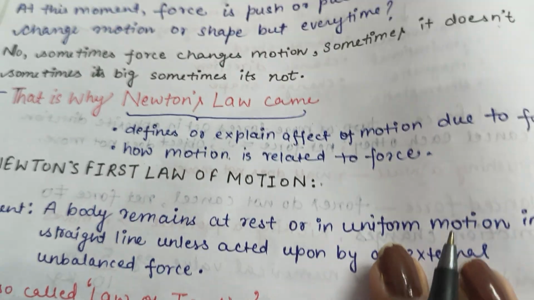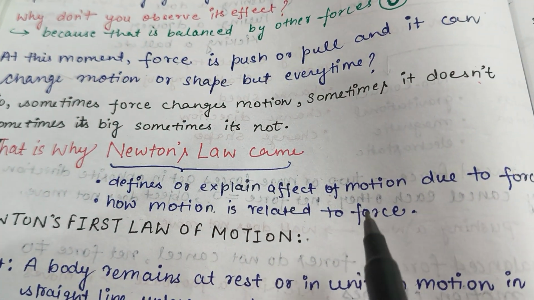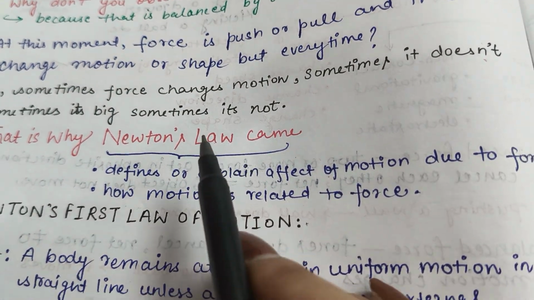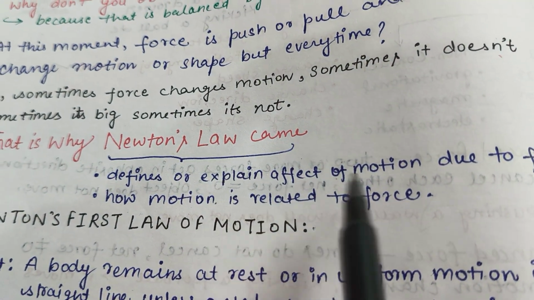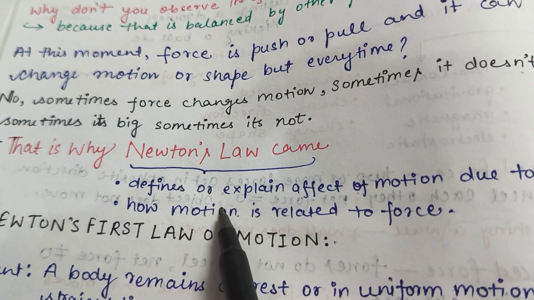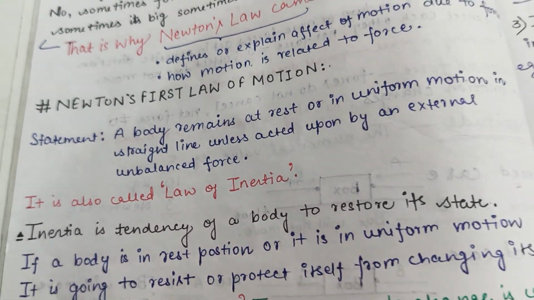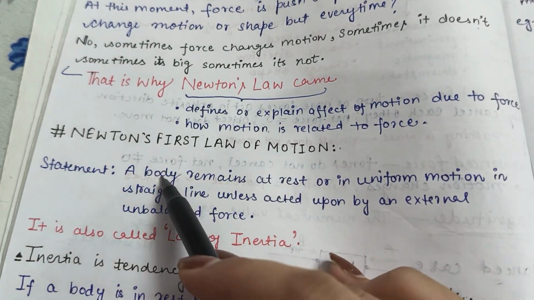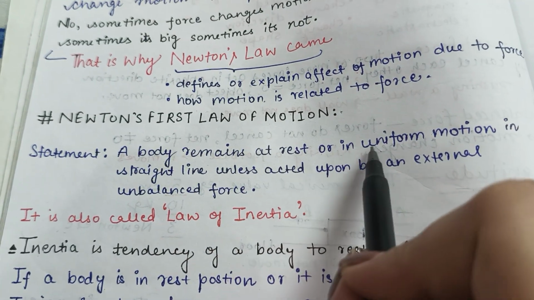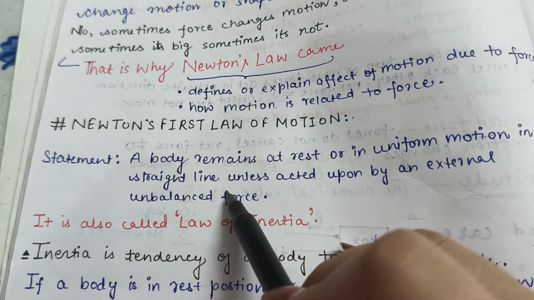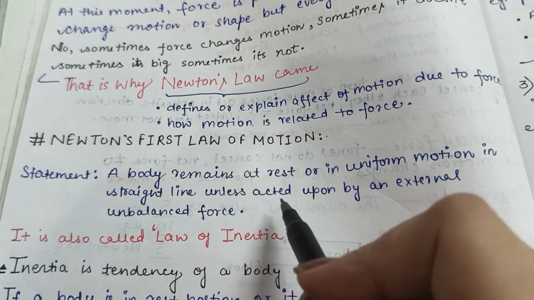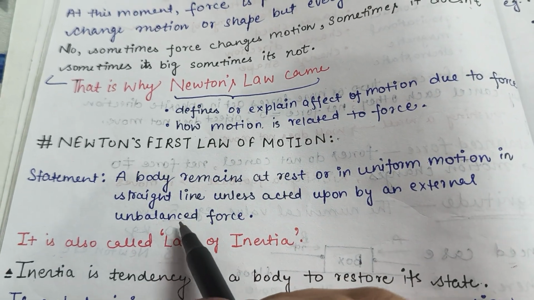So at this point, we know that force generates motion, and Newton's law will define the relation between the motion produced and the force. Now let's start with Newton's first law of motion. The statement is: a body remains at rest or in uniform motion in a straight line unless acted upon by an external unbalanced force.